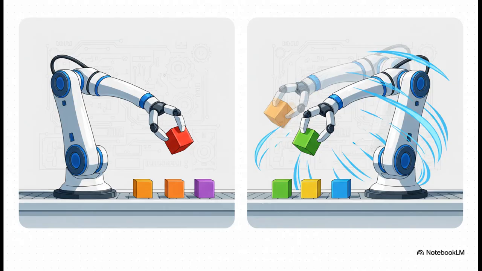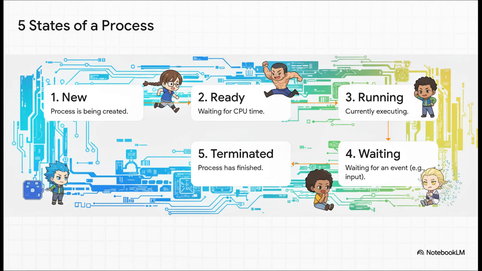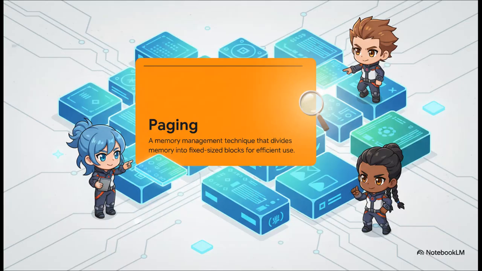The OS is an expert juggler, constantly managing how programs get the CPU's attention. And every single program you run goes through these 5 states, a whole lifecycle managed by the OS. And to keep things from getting chaotic, the OS manages memory super carefully, using techniques like paging.